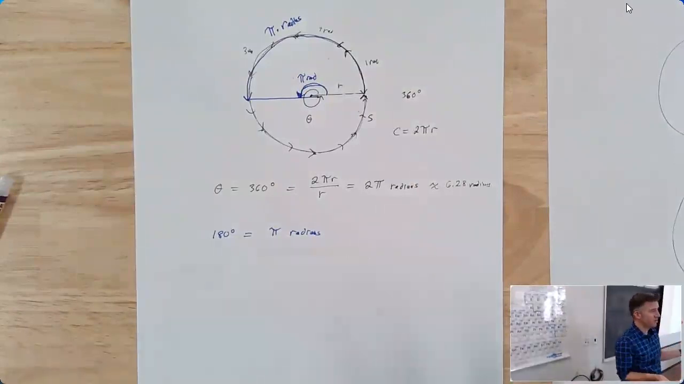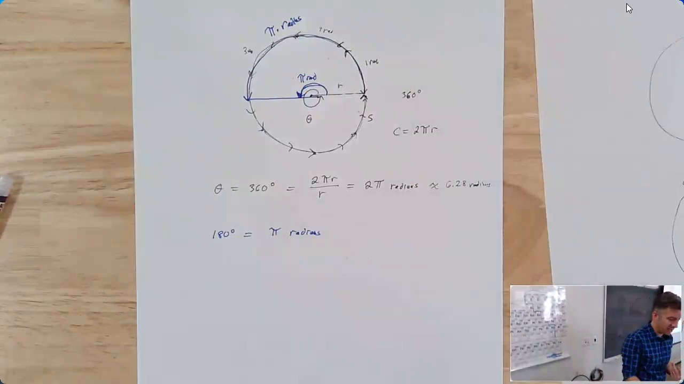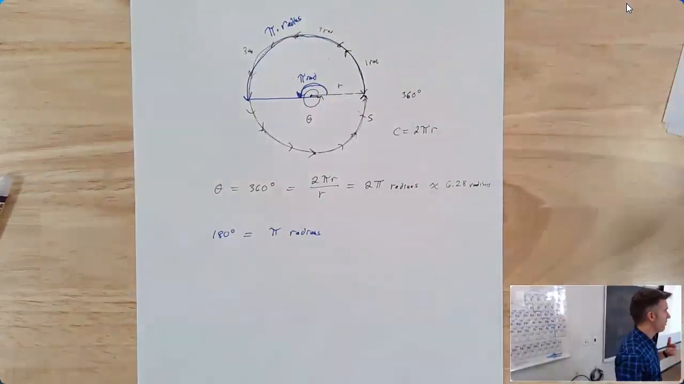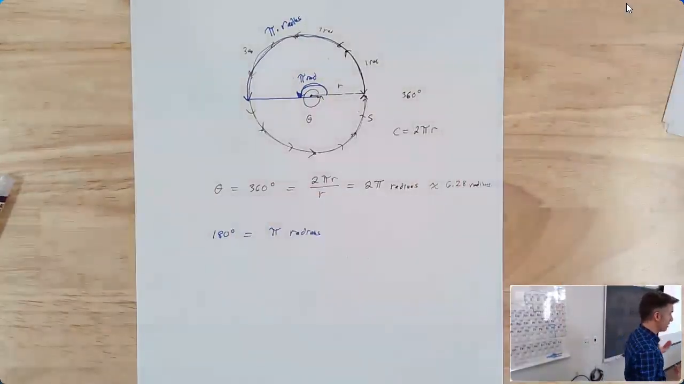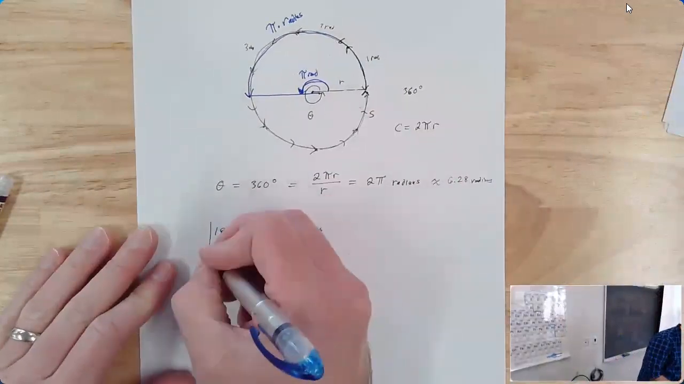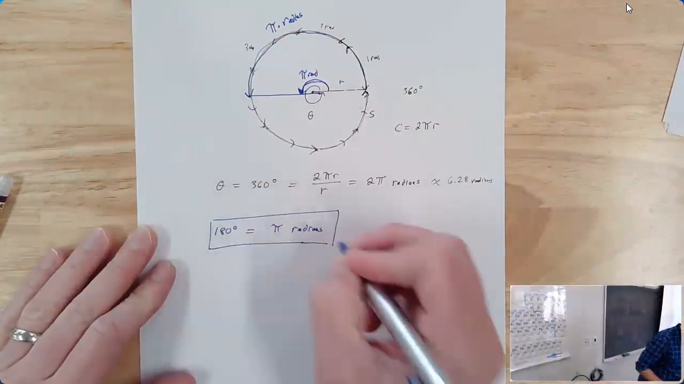The rest of what we do with this is very mechanical, meaning we're going to take this relationship that 180 degrees is equal to pi radians and use that to help us convert from degrees to radians or from radians to degrees. And this is what we use almost all the time.